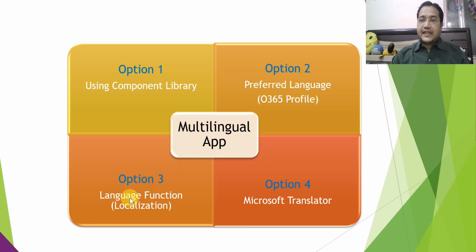The option three is the Language function, and this is the most important and most liked option, which I like. The Language function is available by default in Power Apps and helps in localization. The fourth option is Microsoft Translator, which is dependent on Azure Cognitive Services, and there are some other dependencies which come with this option. So in this video today, we will explore all these options one by one. So let's see this in action.